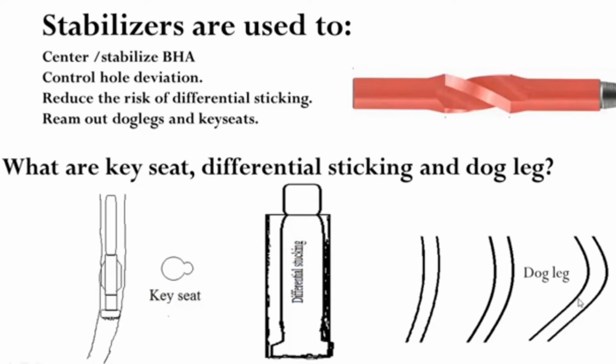So when we drill a directional well, we keep the dogleg, as per plan, as minimum as possible, because the higher the dogleg, it will make problems for the string to come out or even for running the casing.